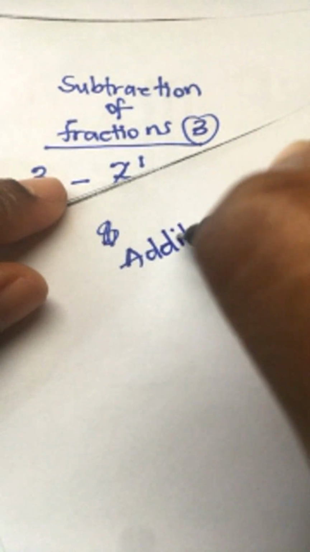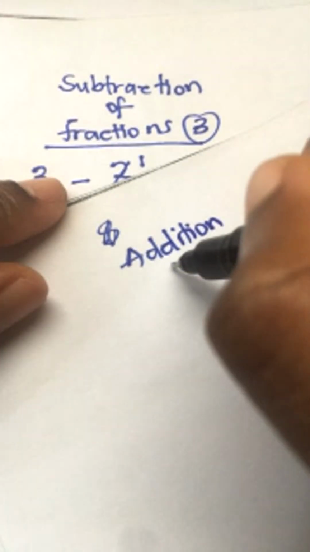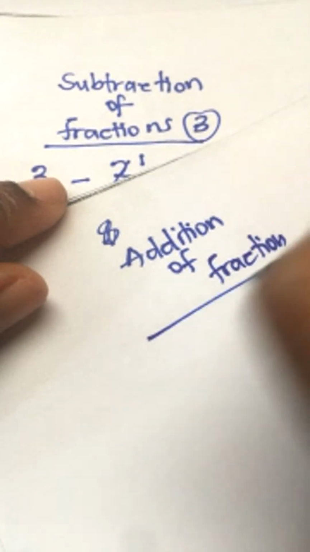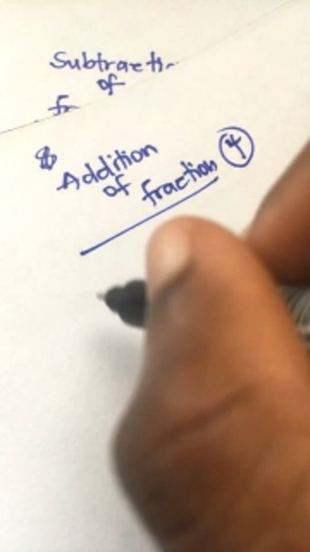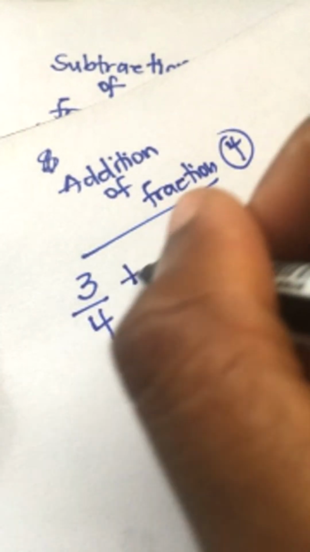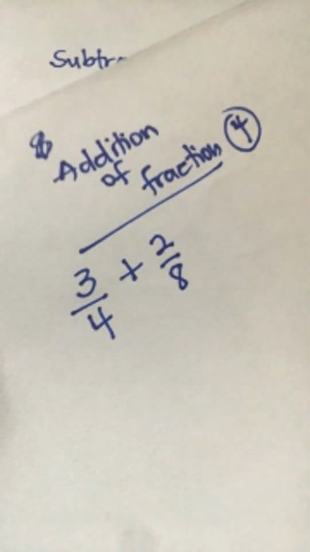So the next thing is addition of fraction, which is number 4 we are doing. We are still using those fractions: 3 out of 4 plus 2 out of 8.